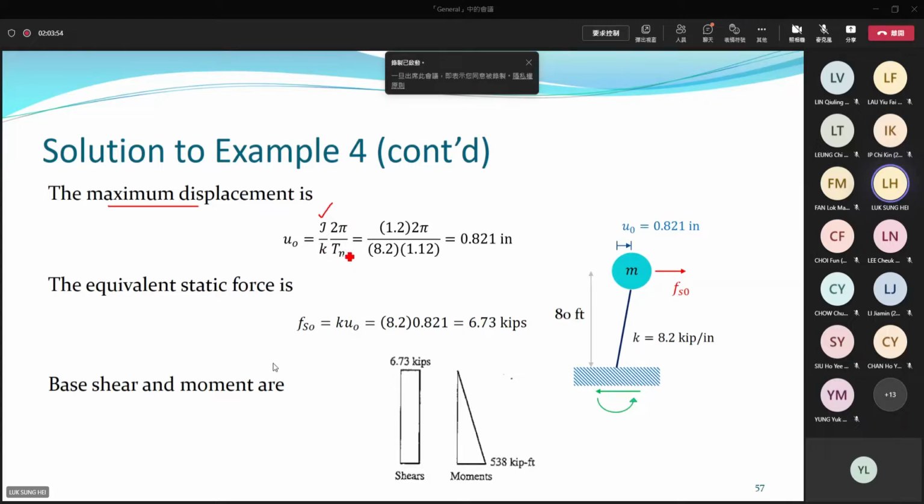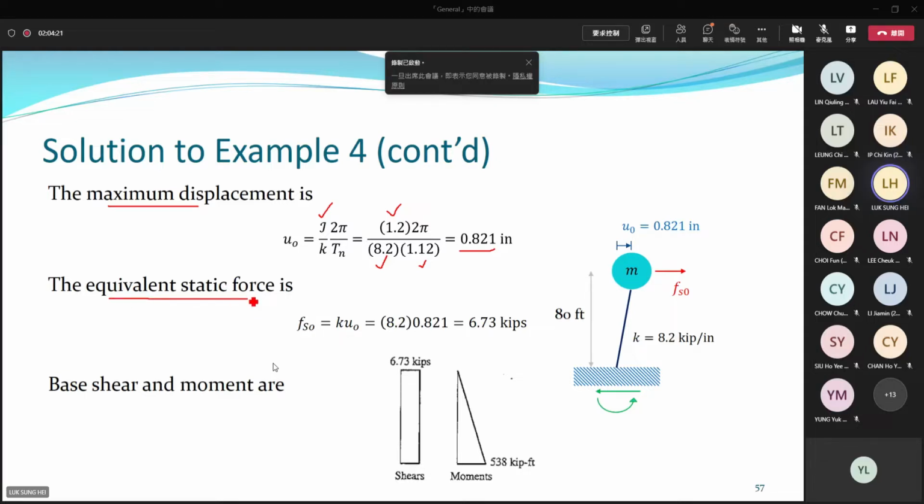It seems that we know all the parameters right now. We know the area of the pulse. We know K is given. We know the period. So by putting all the things together, the maximum displacement is equal to 0.821 inch. Stiffness. Here we can calculate equivalent static force.